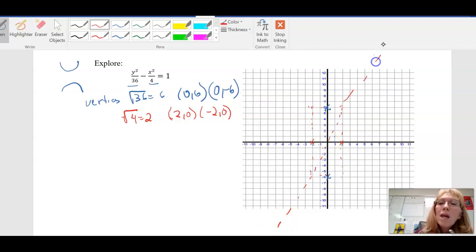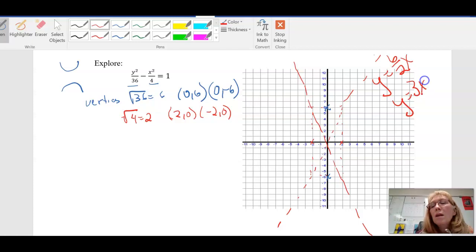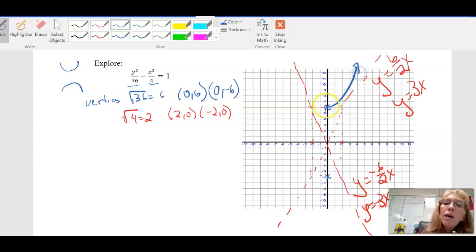Okay, so we've got this asymptote and this asymptote. Now we know the equation of this asymptote is y equals, we went up 6 over 2. But we know we can reduce 6 over 2, so we reduce that to 3x. And then the same is true here. This time we went down 6 over 2, which translates into y equals -3x. So we have the equations of our asymptotes.